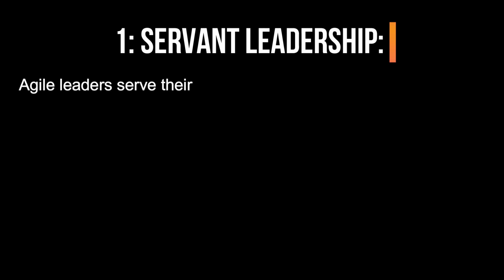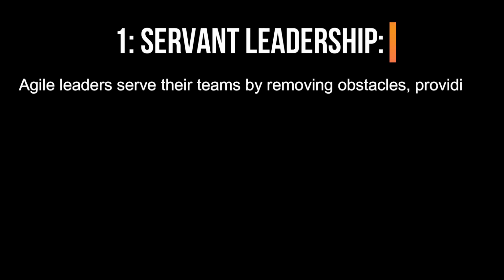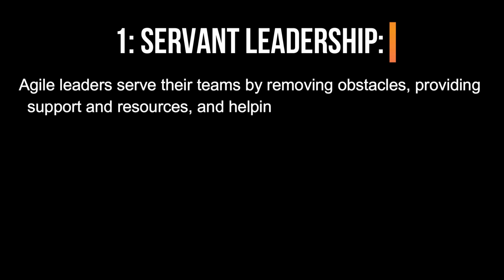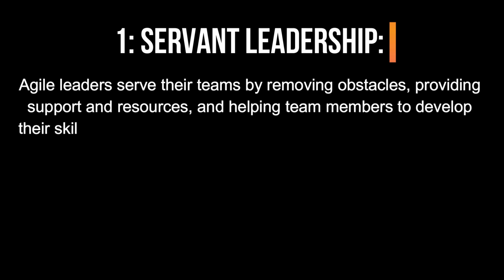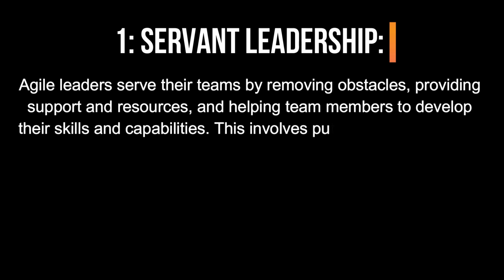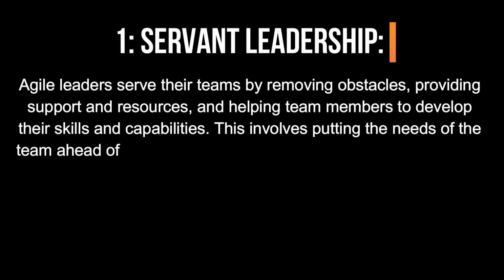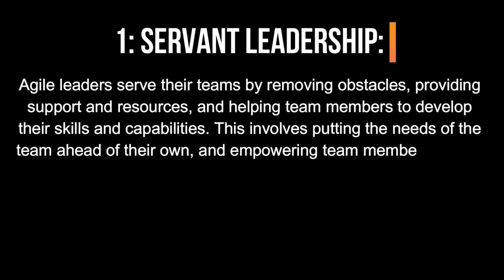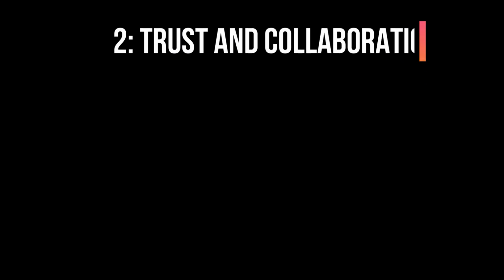1. Servant leadership. Agile leaders serve their teams by removing obstacles, providing support and resources, and helping team members to develop their skills and capabilities. This involves putting the needs of the team ahead of their own and empowering team members to take ownership of their work.